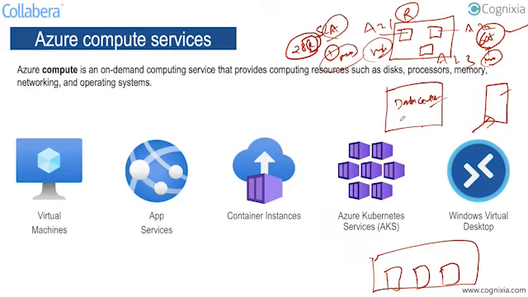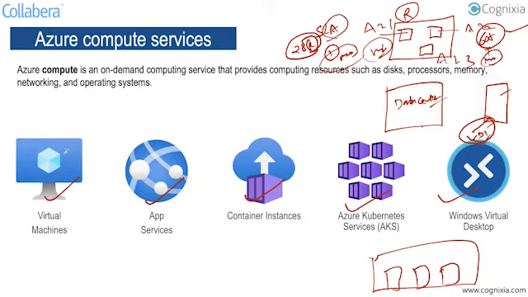Now, when it comes to compute resources, compute services, when I'm saying compute service, what does it mean? It means I'm talking about virtual machines, correct? Or I'm talking about storage, correct? I'm talking about app services. So when it comes to Azure cloud particularly, we are talking about Azure virtual machines, Azure app services, container services, AKS, Azure Kubernetes Service, and virtual desktop, Windows virtual desktop, the VDI service in Azure.